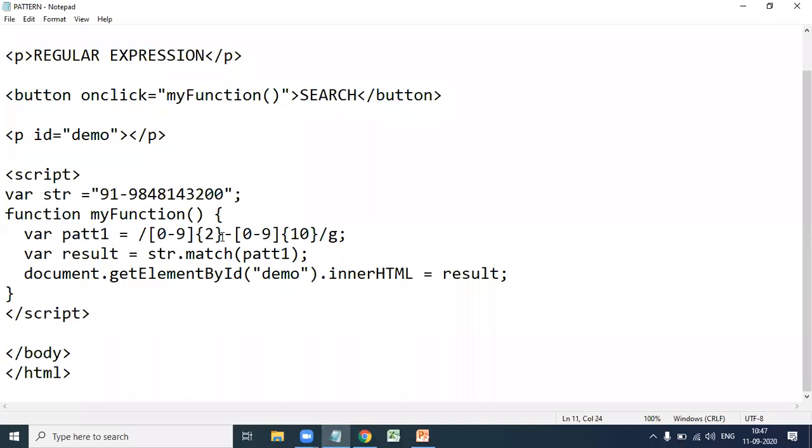If you give 1, then 0 to 9, we take only one time. That is, we take one digit out of 0 to 9 one time. See here, it takes only one out of this. Okay, next one.